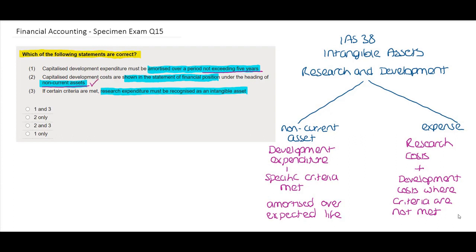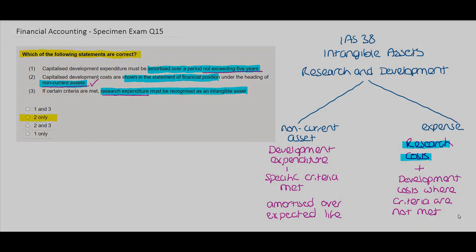And then the final statement says that if certain criteria are met, research expenditure must be recognised as an intangible asset. Again, based on the requirements of IAS 38, we know that research costs should always be expensed, and therefore our answer must be the second option, statement number 2 only.